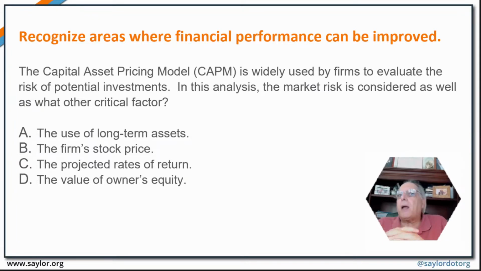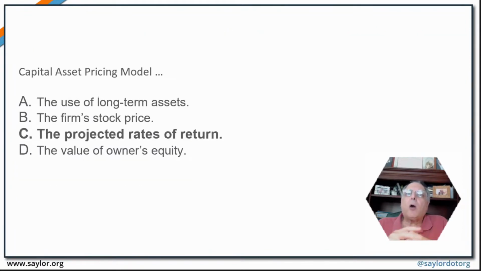What's the other factor we need to know? Once we know the market risk, what we also need to know are the projected rates of return. So we have estimates. What is the projected rate of return on this project? Nobody, or at least nobody who's being fiscally responsible, makes an investment without having some expectation of return. So we want to know what that projected rate of return is.